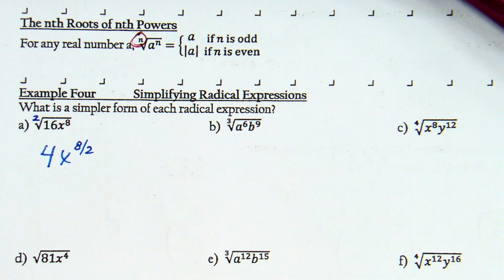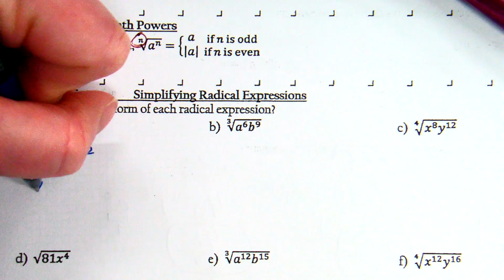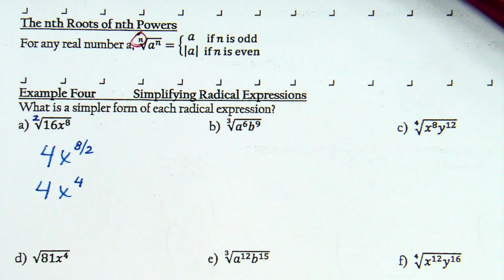For exponents, it's different. You're not trying to actually take the square root of 8, but take that exponent and divide it by whatever root you have here. So in this case, it's 8 divided by 2, and 8 divided by 2 is what we already came up with: x to the 4th. Good timing.